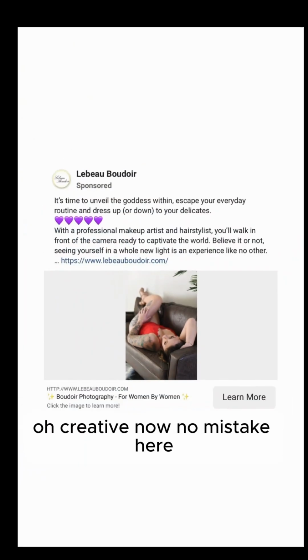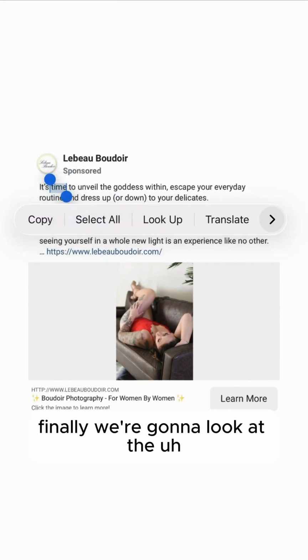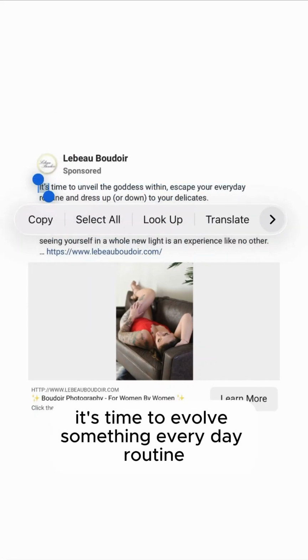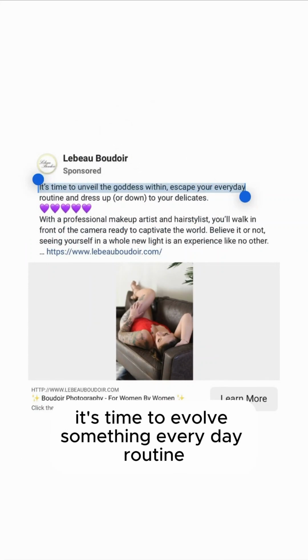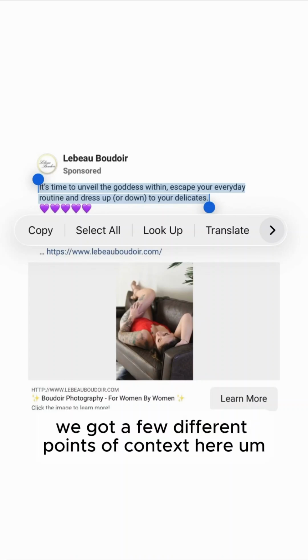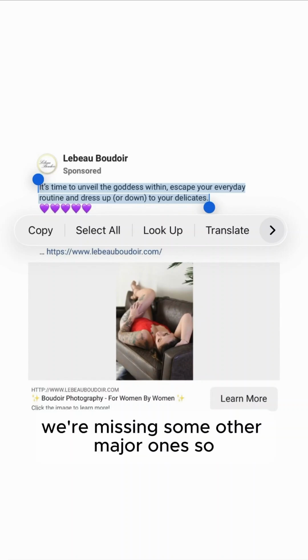Creative, no mistake here. Finally, we're going to look at the see more headline. First 2 and 3/4 lines, Facebook mobile news feed. All right, so the only words we get: it's time to go. Your everyday routine. Okay, yeah, it's okay. We've got a few different points of context here, but we're missing some other major ones.